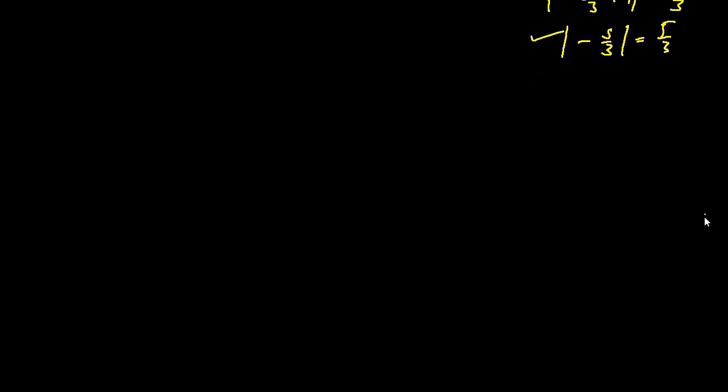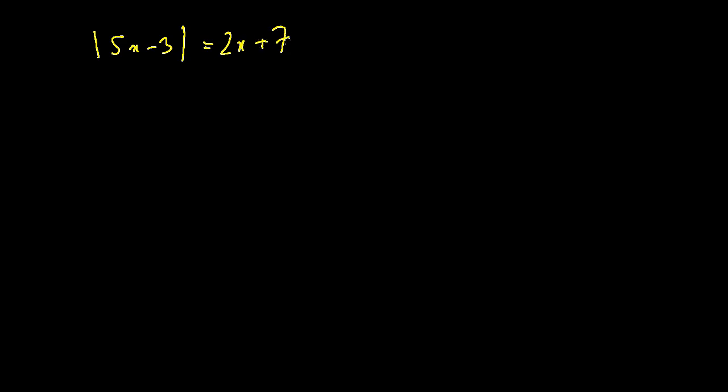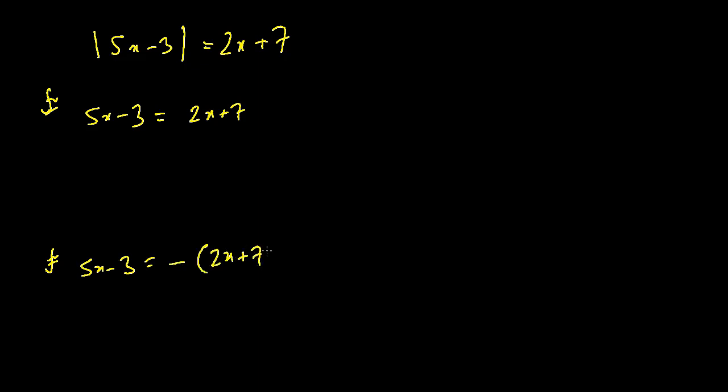Suppose you have an equation like the absolute value of 5x minus 3 equals twice x plus 7. Now we don't have a constant, but this variable expression represents the absolute value. So we can have 5x minus 3 equals twice x plus 7, or we can have 5x minus 3 equals minus of twice x plus 7. You need to remember that the whole thing is minus. You cannot write 5x minus 3 equals minus 2x plus 7, because then the meaning would be changed. What we are writing over here is that this whole thing is positive and the whole thing is negative.